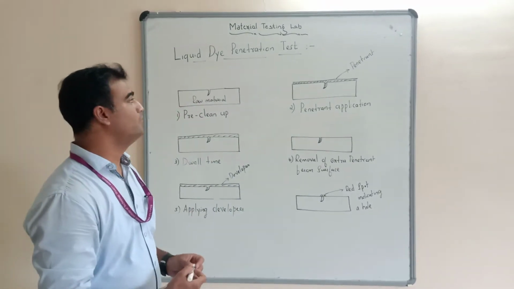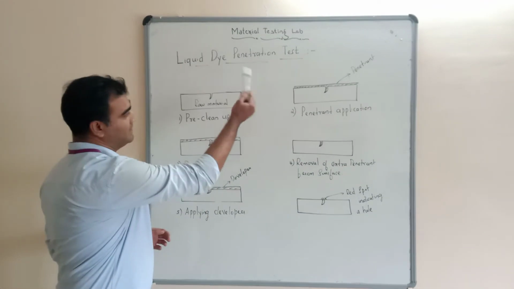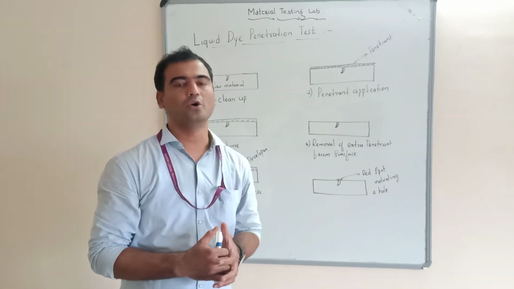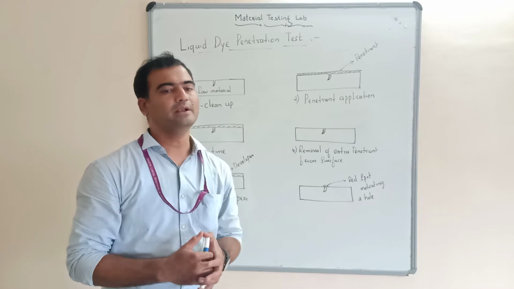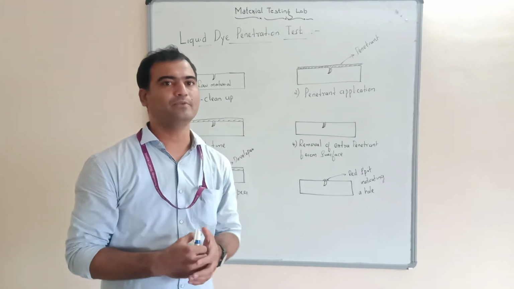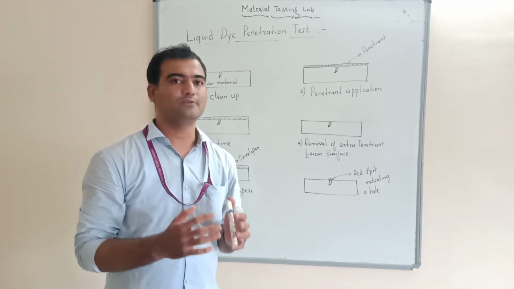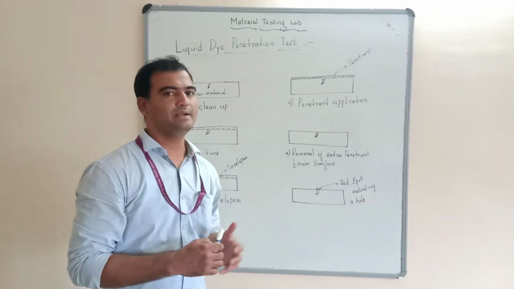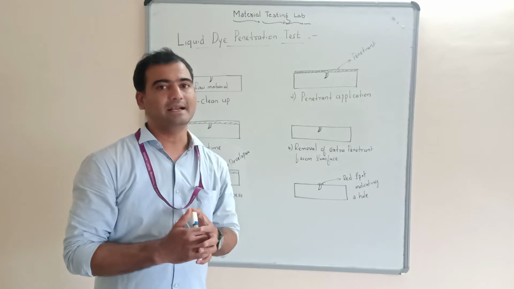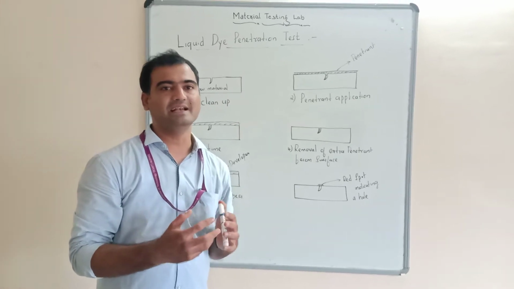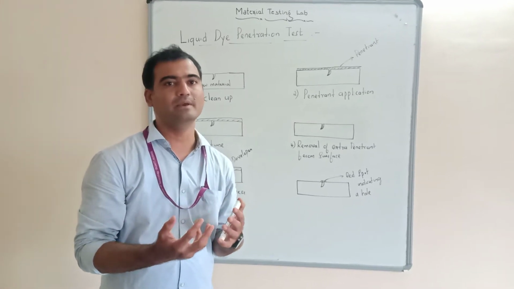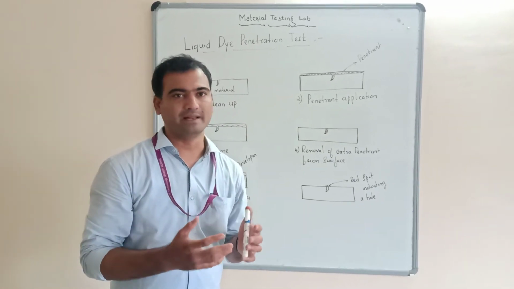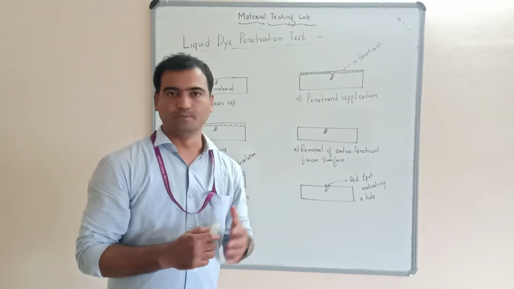Okay, so now we are going to study the liquid dye penetration test. This liquid dye penetration test falls under the category of non-destructive testing, where we use a special type of chemicals to test whether there are flaws on the surface of the raw material. The major advantage of this method is that it is a very easy method to identify flaws. The flaws may be a pinhole or a crack on the surface of the raw material or on any of the finished product.